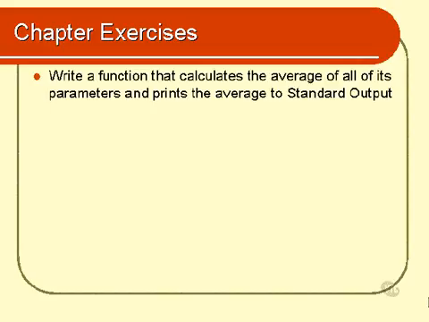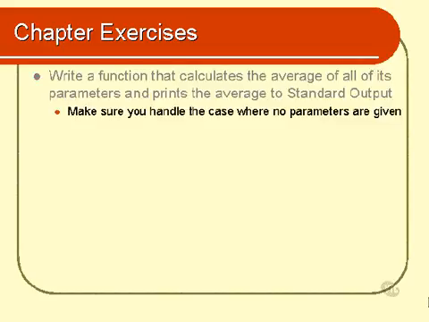But the interesting part about this exercise is there could be many numbers specified on the command line. There could be 1 or there could be 100. In fact, there could even be 0. So I want you to make sure that you handle the case where no parameters at all are given. You can, if you like, treat the average of no numbers at all as just 0. So if they don't supply any parameters, then you can just echo out 0.